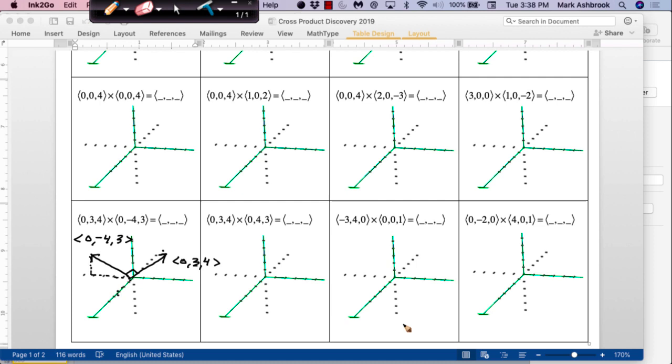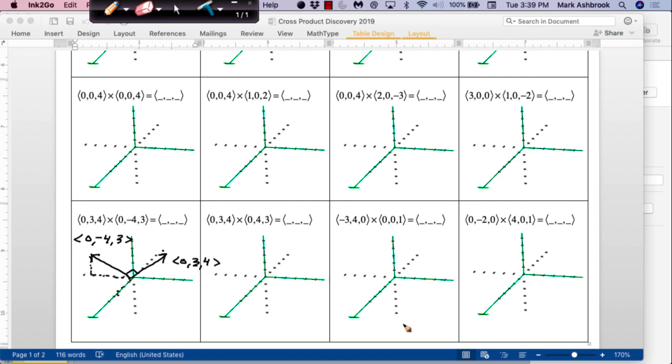Not 5. What will it be? 25, right? Magnitude of the first is 5. Second is 5. They're orthogonal, therefore the product of the magnitudes is 25. And now, in what direction? It's going to be in one of two directions, either the positive x direction or the negative x direction.